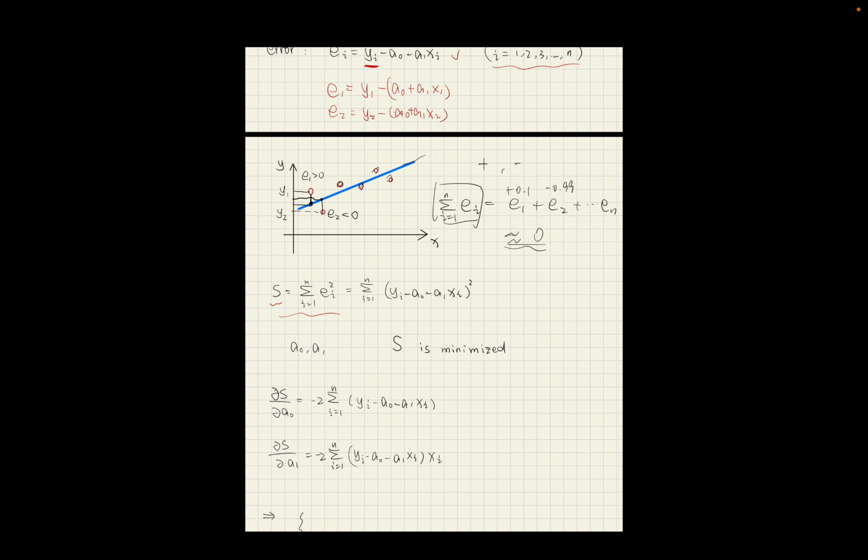And here, a0 and a1 are unknowns. The method for us to get a0 and a1 is through S, because after the approximation, what we want is for S to be as small as possible. That is to say, for the error to be as small as possible. So we need to now find a0 and a1 such that S is minimized.